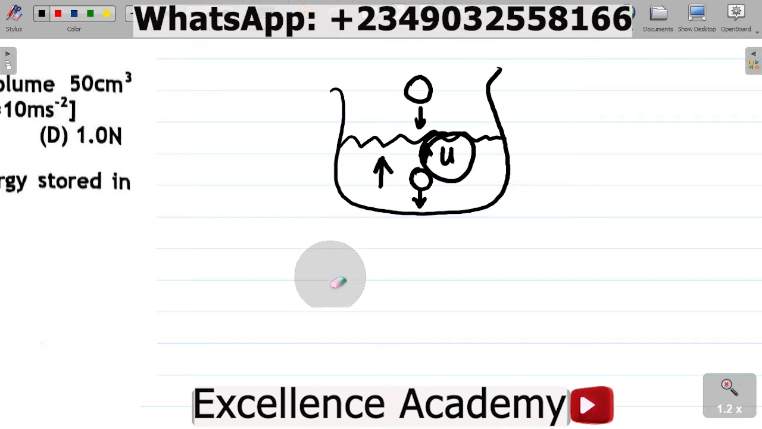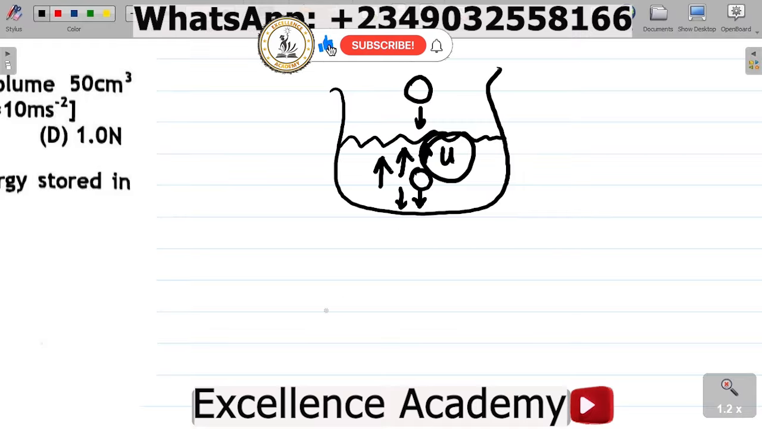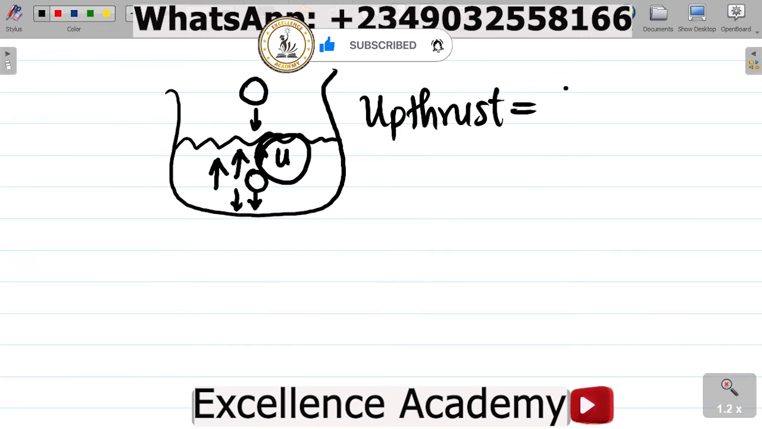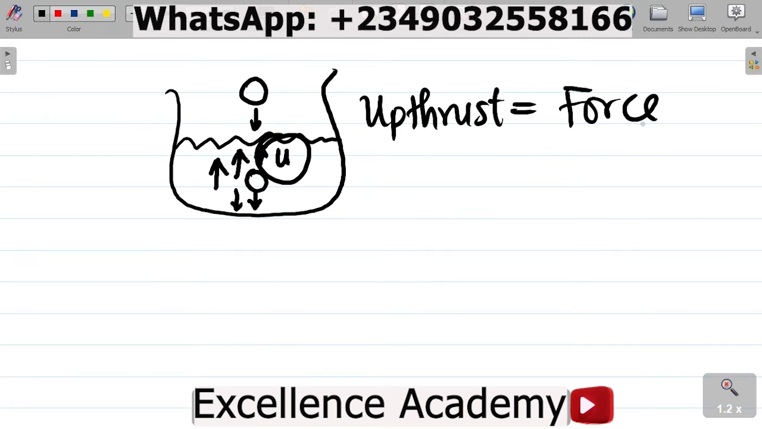Now, with this being said, the key thing you want to note here is that upthrust, as we said, is a force that acts in the opposite direction, that's upwards, of an object being immersed inside a liquid. So the idea is this, that upthrust is a force. So force here, that's what you want to note. And of course, it's measured in Newton.